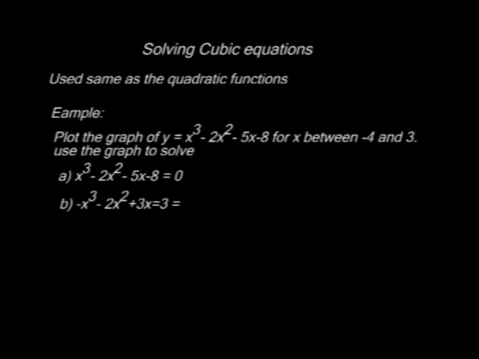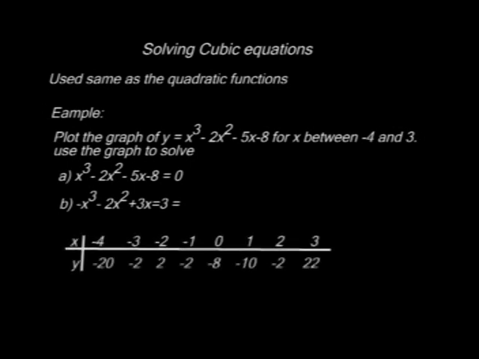Now, as usual, we make a table of values for the range of x between -4 and 3 and find the corresponding values of y for that equation. So we have the following table of values. If we plot the values on a Cartesian plane and join the points, we shall have the following graph.